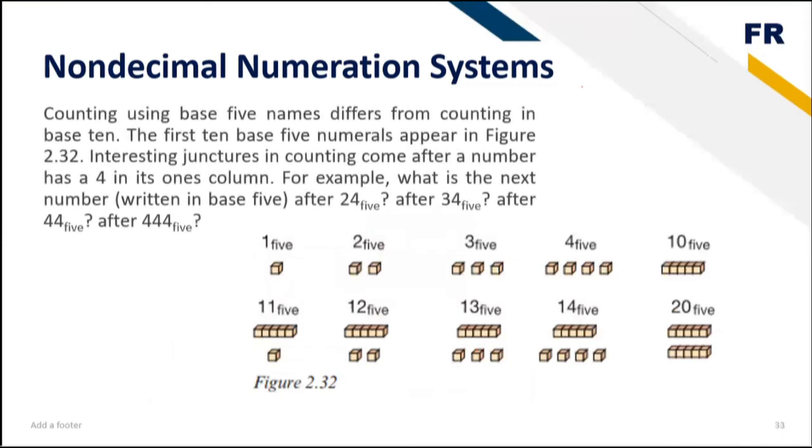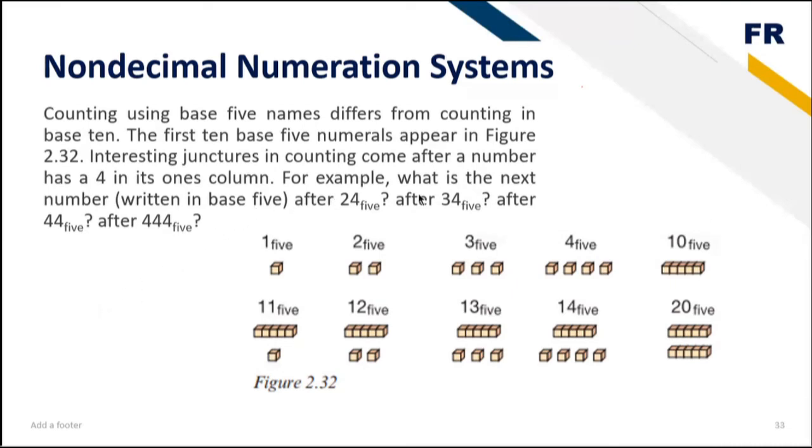Counting using base 5 names differs from counting in base 10. The first 10 base 5 numerals appear in figure 2.32. So, kaya yung 1 base 5, meron tayong 1 unit. 2 base 5, 2. 3 base 5, 3 units. 4 base 5, 4 units. Pero pagdating na ng 10 base 5, dun pa lang ang 1 long. At yung 11 base 5 ay 1 long and 1 unit. 12 base 5, 1 long and 2 units. So pagdating naman ng 20 base 5, meron na tayong 2 longs.